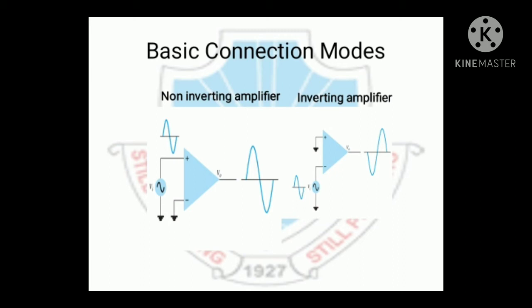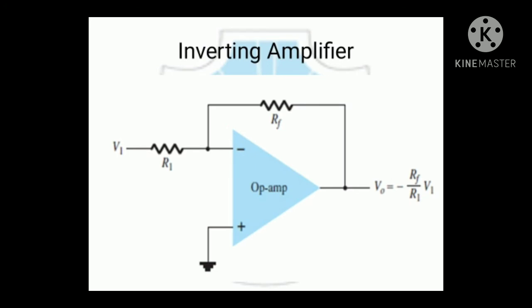On the other hand, if you ground the non-inverting terminal and apply the signal at the inverting terminal, then it is called an inverting amplifier. A non-inverting amplifier amplifies the signal in phase with the input. On the other hand, an inverting amplifier amplifies the signal but changes its phase by 180 degrees. That's why it is called an inverting amplifier, because it inverts the input signal. So let us study these one by one.